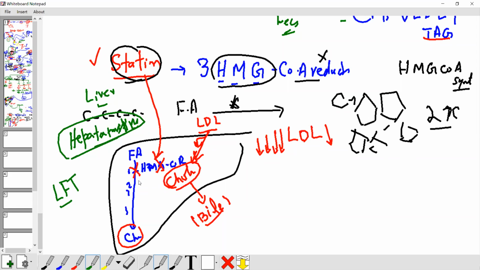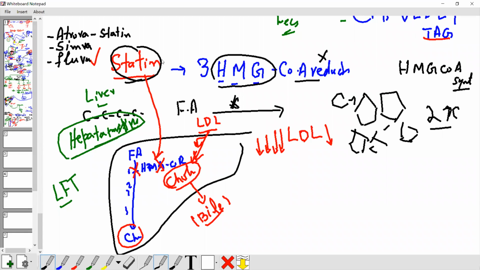In the statin family, the common names: atorvastatin, simvastatin, fluvastatin, mevastatin. Okay, just add statin at the last. These are the statins. They block cholesterol production. These are the statins. Understand?